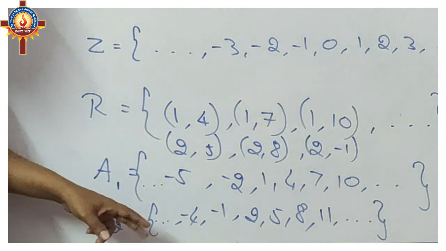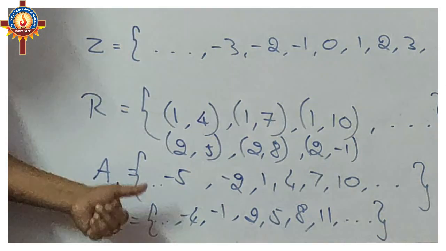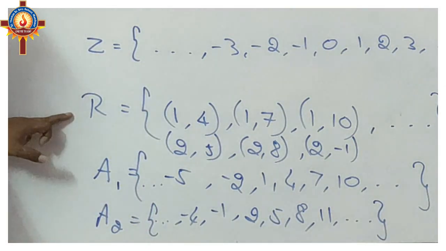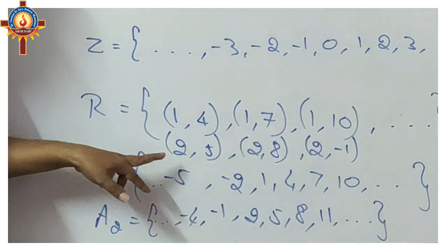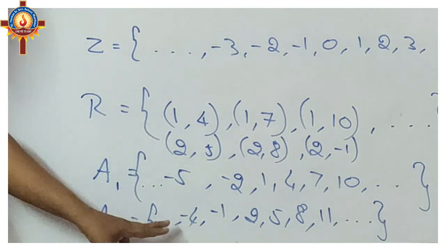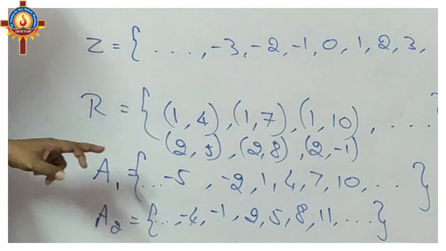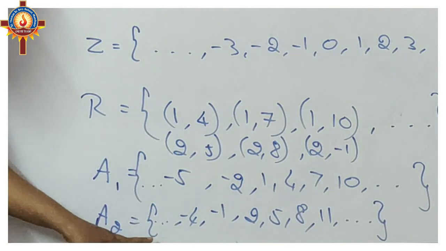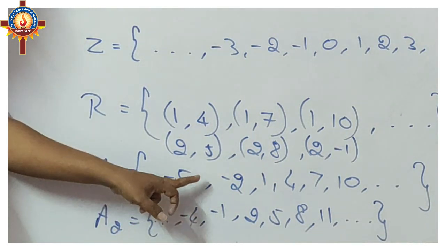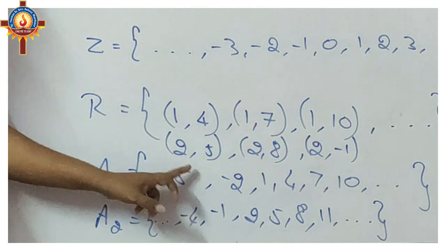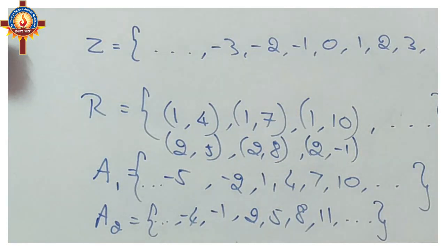That means if you take any element from A1 and another element from A2, then this ordered pair does not belong to R. Or we can say any two elements of this set A1 are related to each other. Similarly, any two elements of A2 are related to each other. But any element of A1 is not related to any element of A2. Similarly, any element of A2 is not related to elements of A1. Such subsets of the given set Z are called the equivalence classes.